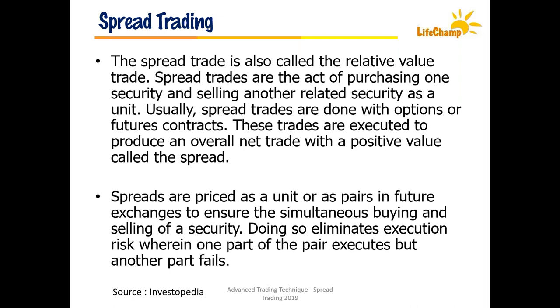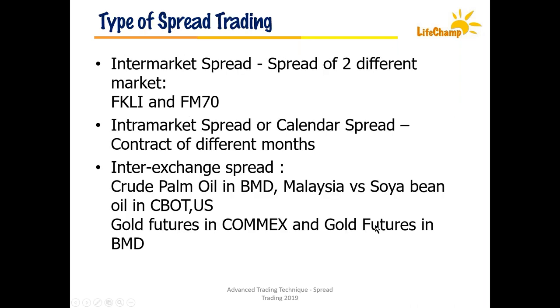Usually spread trades are done with options and futures contracts which are available in Bursa Malaysia, and these trades are executed to produce an overall net trade with a positive value, or it can be negative as well, and we call it a spread. Spreads are priced as a unit or as a pair in futures exchanges to ensure that you are buying and selling a security or futures contract simultaneously. Doing so eliminates execution risk, where one part of the pair executes but another part fails. So this is a benefit of trading spreads, especially on an exchange with spread quotes.